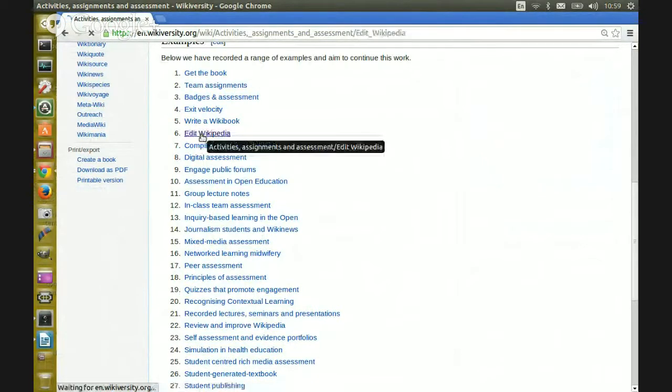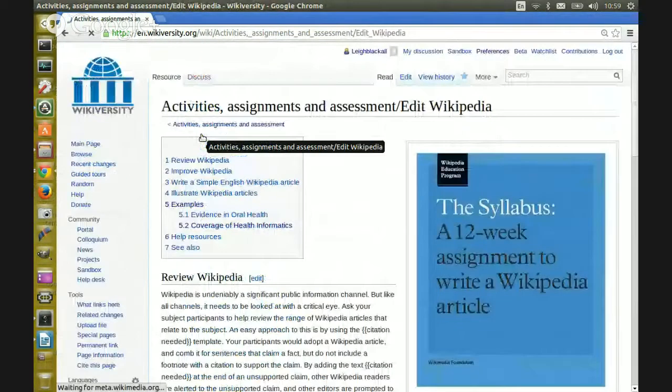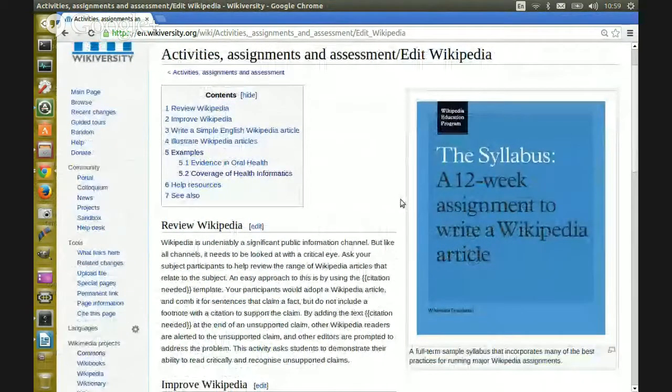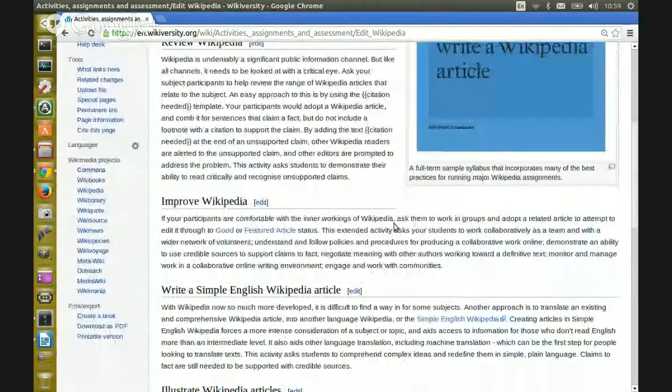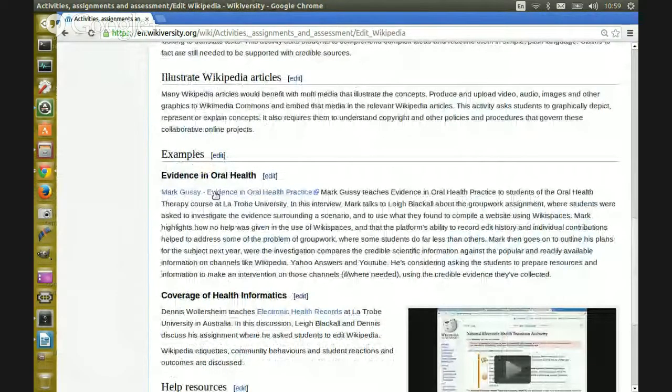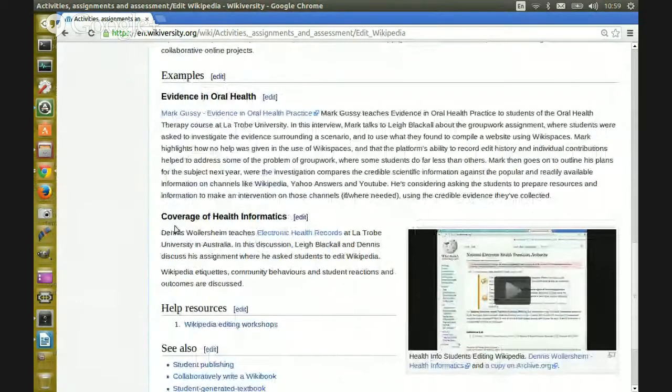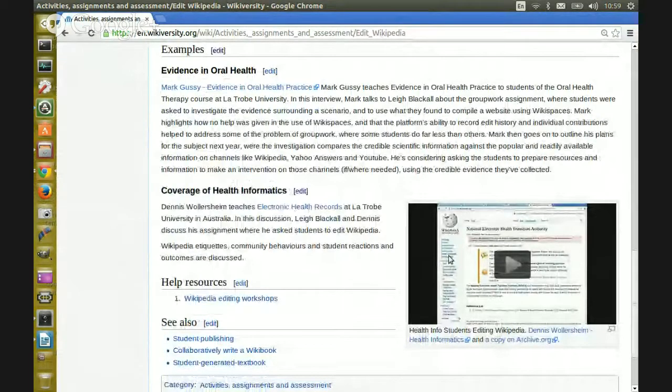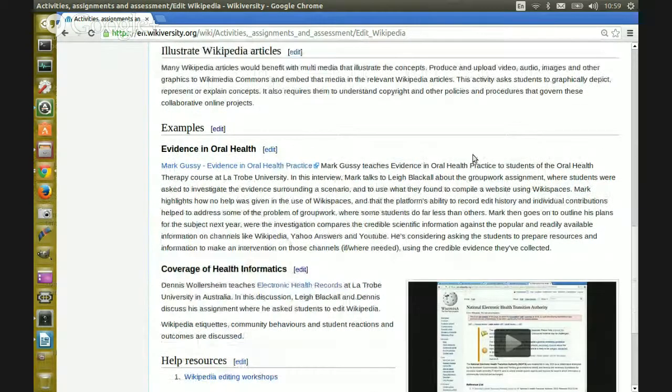But if we go into Edit Wikipedia, there's a couple of other examples, including a handout if you want to try running it. And here you are, Mark, evidence in oral health, and below you is coverage of health informatics, another department that ran this in quite a different style to yours. The teacher felt like they needed to have a very solid grasp of Wikipedia before they were to take the students through it, but that teacher had a significant technical advantage, and he was able to come to terms with that very quickly. So what I'll do is I'll put your video in here, and we'll list the pages that you've been working on there, if that's okay.